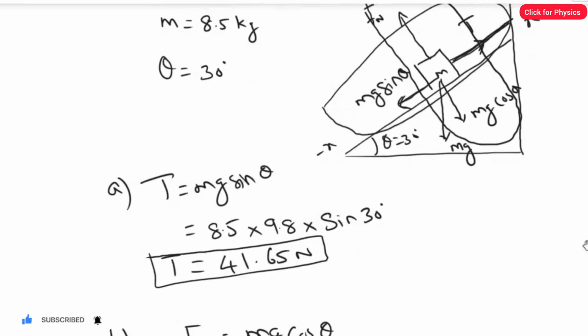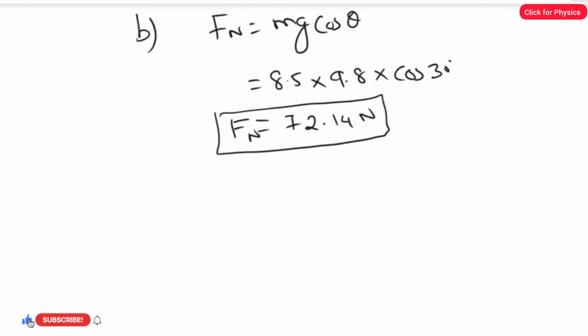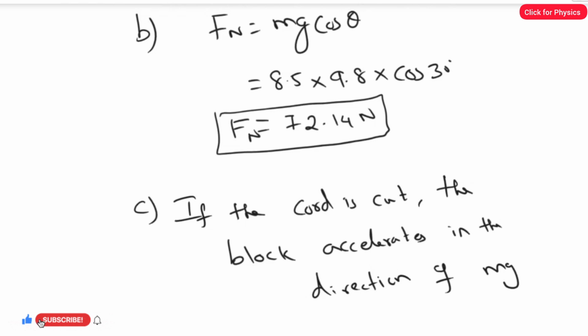But what we have to do? We have to give the answer as the magnitude of the acceleration. So now I'm going to give the answer for part C. If the cord is cut, what will happen? The block accelerates in the direction of mg sine theta only. Clear?